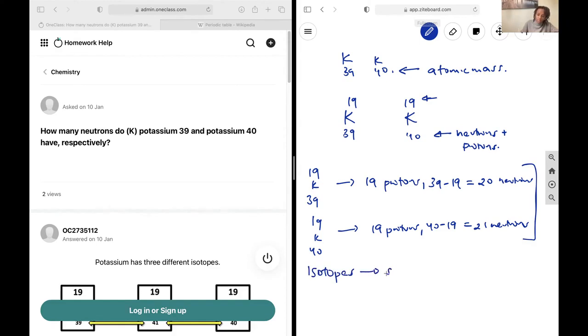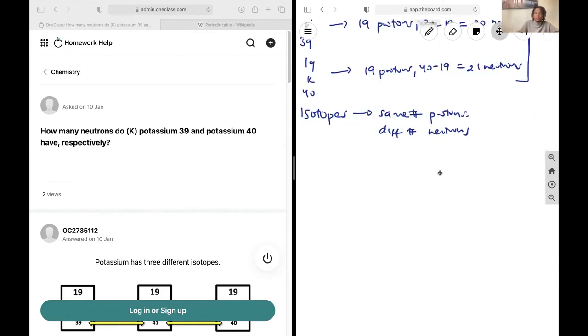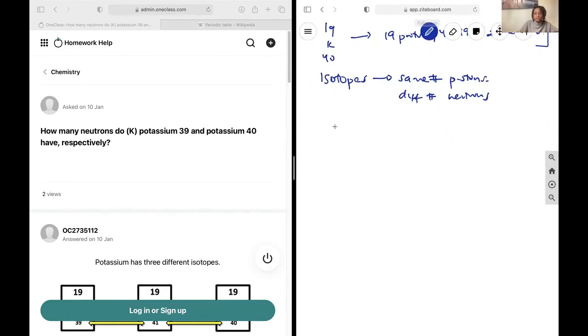And what that means is that they have the same number of protons, but they have a different number of neutrons, evident by what we've just calculated here. And so common examples of this would be C13 versus C12. C12 is common.